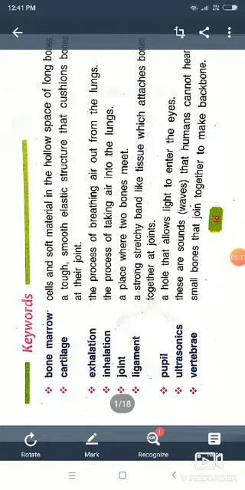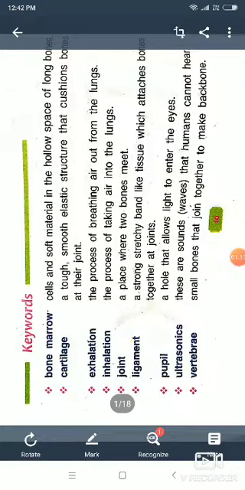See, these are the keywords: bone marrow, cartilage, exhalation, inhalation, joint, ligament, pupil, ultrasonics, and vertebrae. Listen, what you have to do: you will learn these words with spelling, and then learn the meaning of these words. The meanings are given here, and when the definition comes, you have to write the definition with the help of these keywords.